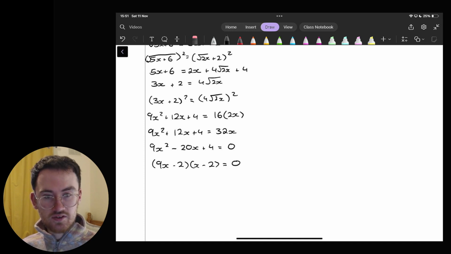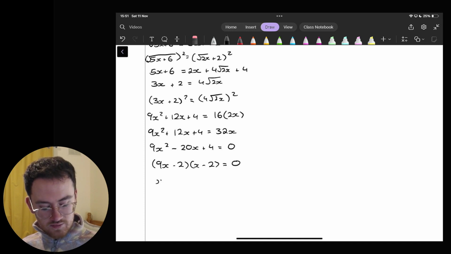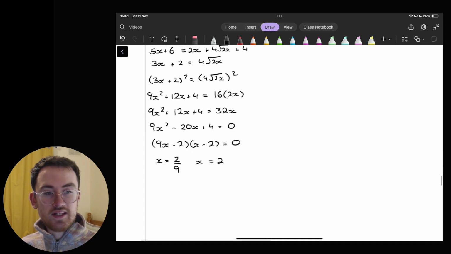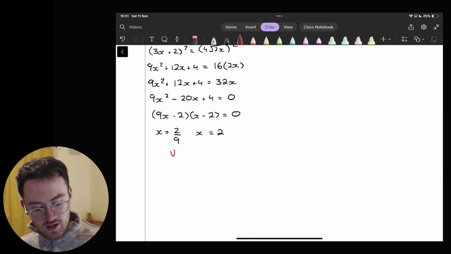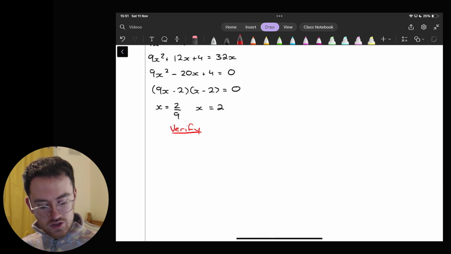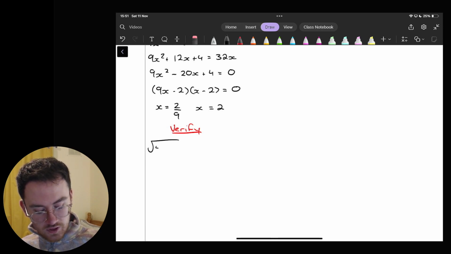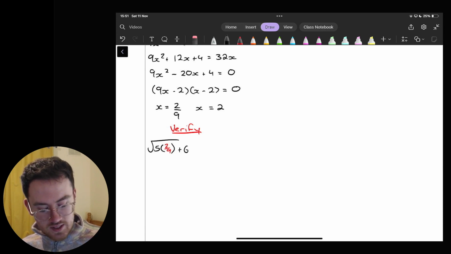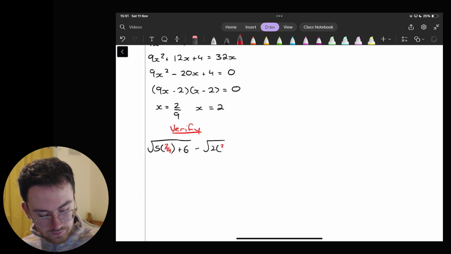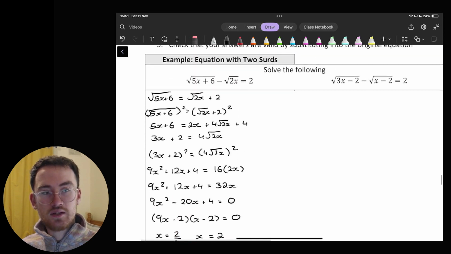Okay, so do that one out for yourself if you're unsure. But since we're focusing on our square roots here, let's just jump straight to some answers. Once I've got my answers here, I need to verify. So let's just pick one first of all. It was 5 times 2 over 9 plus 6 minus root 2 times 2 over 9. And we want to know, is that going to be equal to 2?